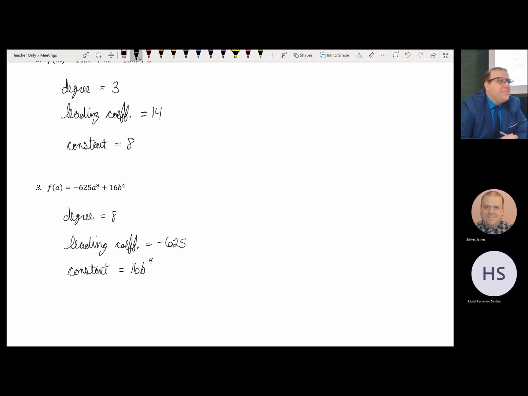How can that be a constant if b is a variable? But it's not a variable for the function. The function is only a function of a, which means b, while unknown, is still a fixed value. Coefficient.